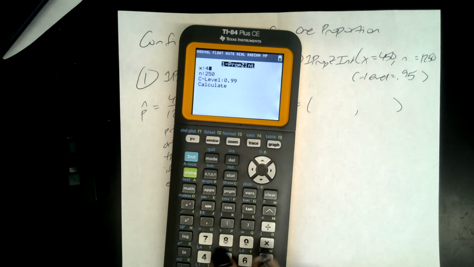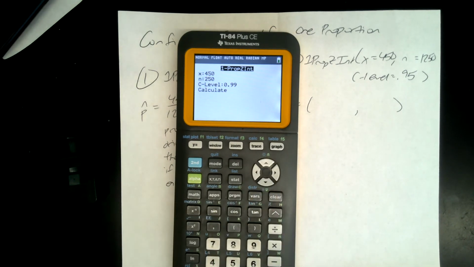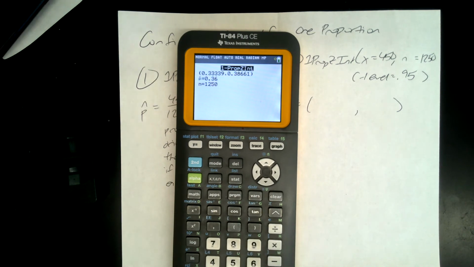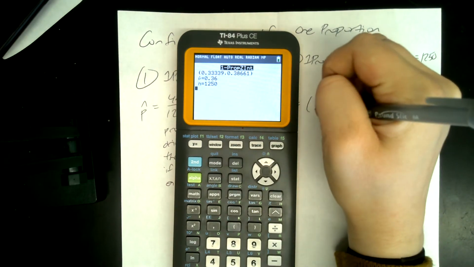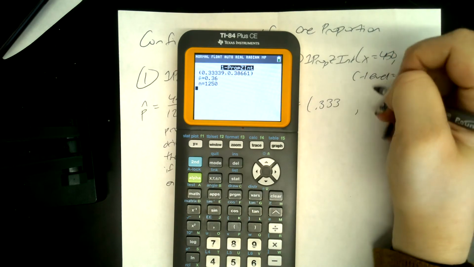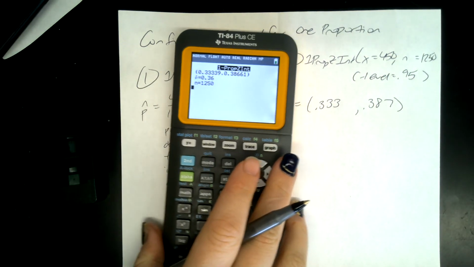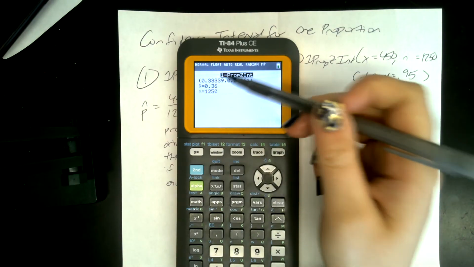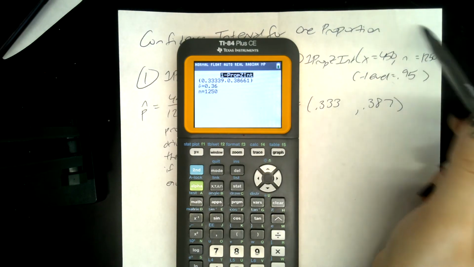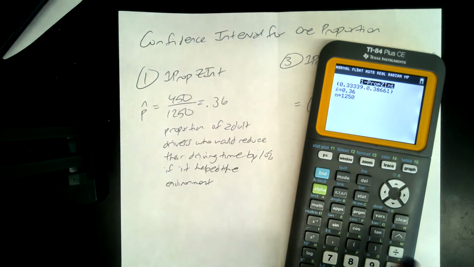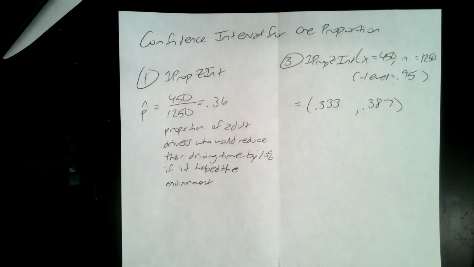So my x is 450, my sample was 1,250, my confidence level was 0.95, and that confidence interval comes out to be from 0.333 to 0.387. It also calculates your p hat here for you. So if you want to do box 3 first, use that to calculate your p hat and then fill that in box 1. Feel free to do it that way. Just make sure you're still checking those conditions. So that's everything for box 3.